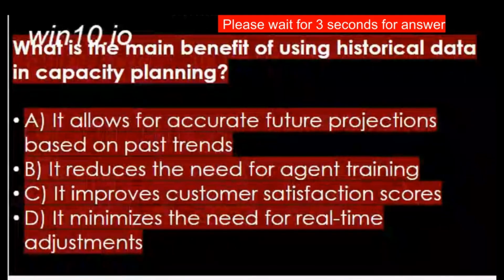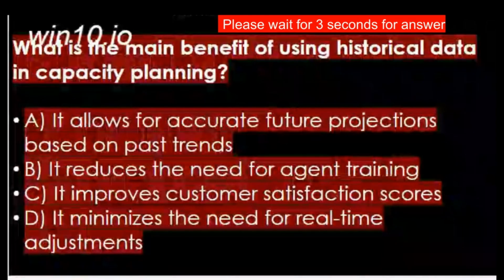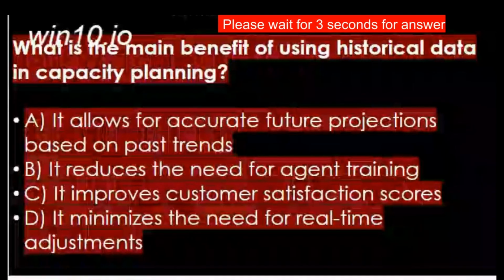on the past trend, and that will help us to align the right number of resources as per the skill sets. So it is very important to understand what kind of historical trend we have, and we have to analyze very carefully to avoid overstaffing and understaffing situations.